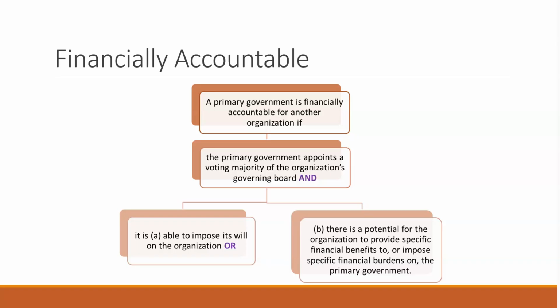then the accountability test is we're financially accountable for another organization if we appoint the governing board and we're able to impose our will on the organization, meaning that our primary government gets to make decisions or make rules about those decisions. Or there's potential for the organization to provide specific financial benefits to or impose specific financial burdens on the primary government. So the organization can produce money or produce liabilities for the primary government.